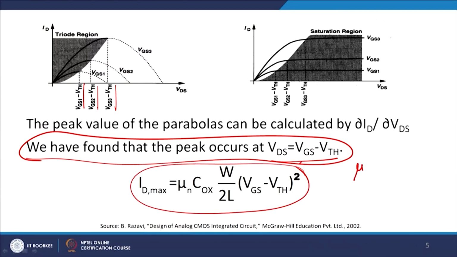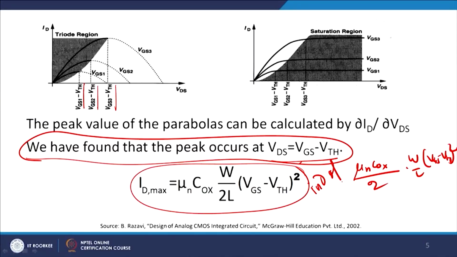So, ID max is mu n C oxide by 2 into W by L into VGS minus VTH whole square. And as you can see here, this is independent of VDS. Therefore, this region is defined as the saturation region. So, we have saturated. The current is constant, independent of the value of VDS, and therefore it is constant for all larger values of VDS.